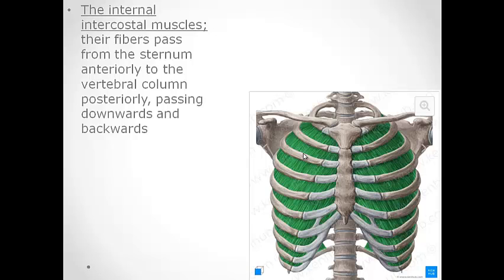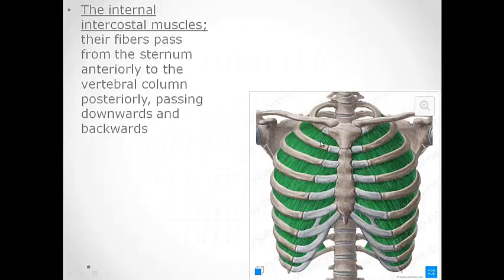Now, notice that with these two muscles, the internal and external intercostal muscles, each intercostal space is filled or covered or closed off by one separate internal or external intercostal muscle. So this muscle, this one is separate from this one, is separate from this one. So each space is filled by its own internal or external intercostal muscle.